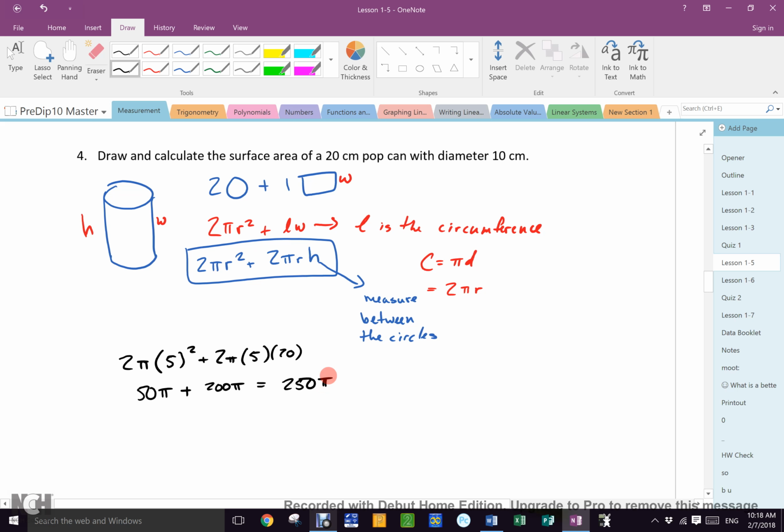250 pi. Now, math class answer, right? Now you're the guy in charge of the factory that makes these pop cans. You call up your metal supplier. Dude, I need 100,000 cans worth of metal. Well, how much is that? Each can's 250 pi. Does that help him or her?